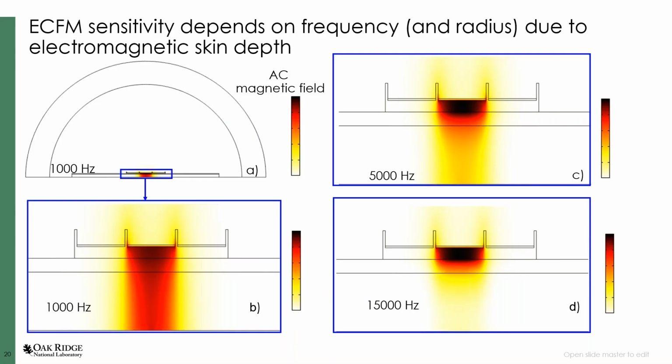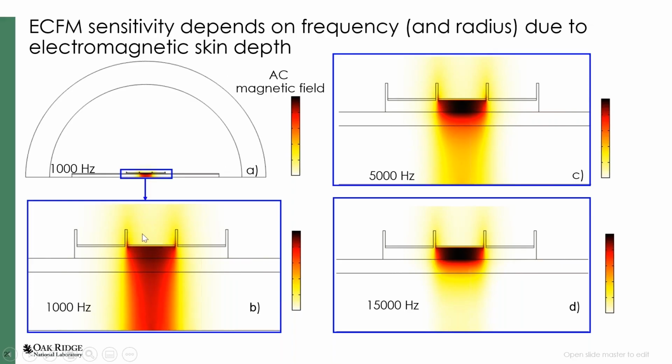So one of the new things we've done with this sensor is that we're able to not only measure the mean flow, but we're able to measure a flow profile. The reason we do that is that at multiple frequencies, each frequency is sensitive to a somewhat different radial location due to what is known as the electromagnetic skin depth.